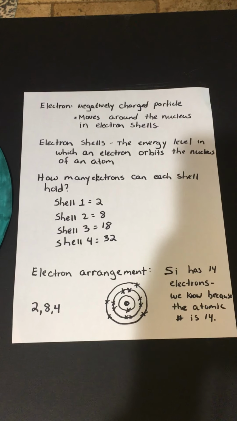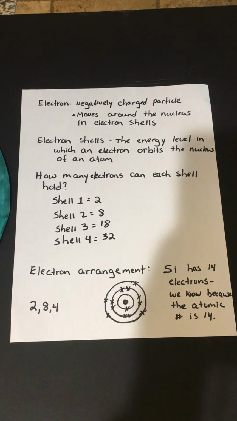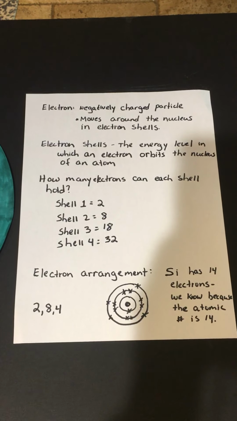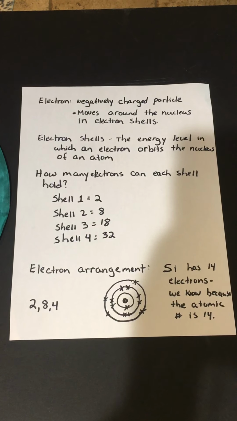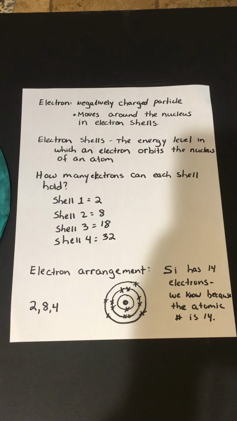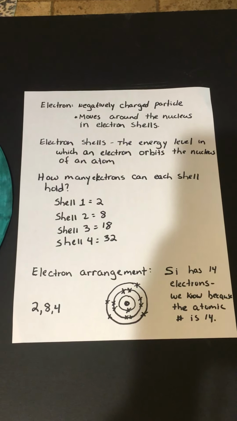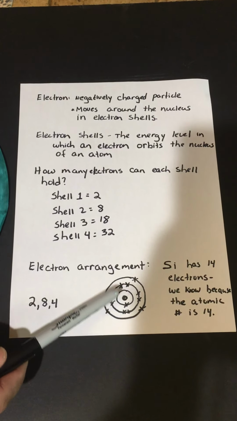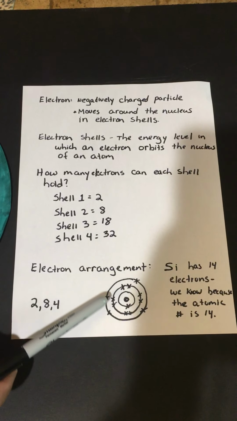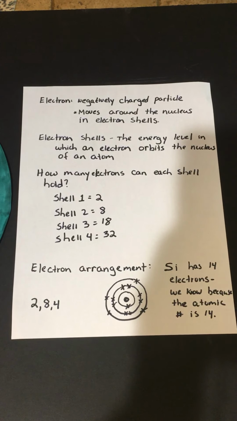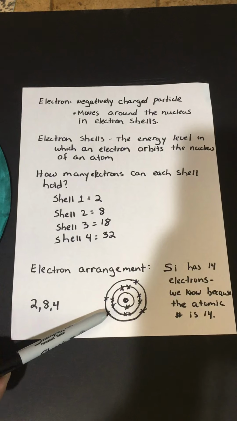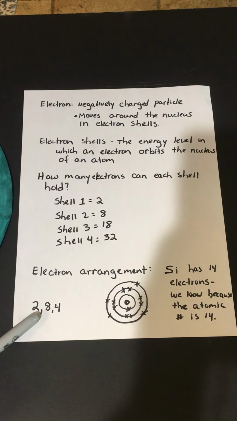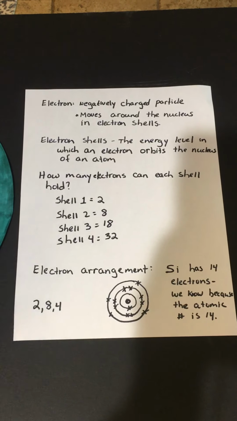So now we need to learn a little bit about electron arrangements. I'm going to be first looking at silicon. Silicon has 14 electrons. We know this because the atomic number of silicon is 14. So if I draw the electron arrangement, the first shell holds 2 electrons, the second shell holds 8 electrons, and the third shell has 4 electrons. So its electron arrangement is 2, 8, 4.